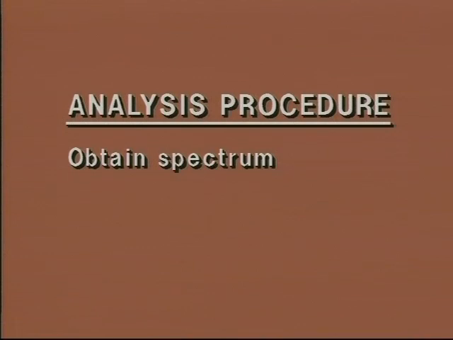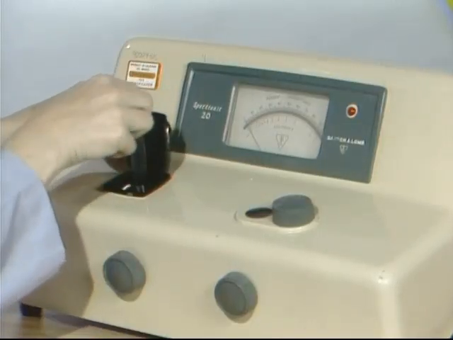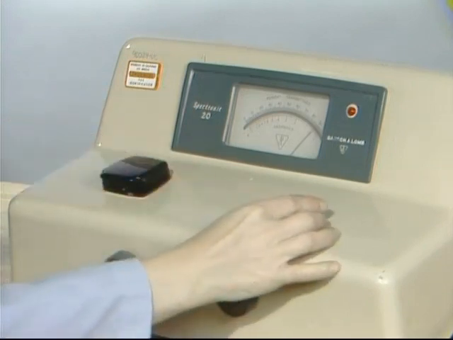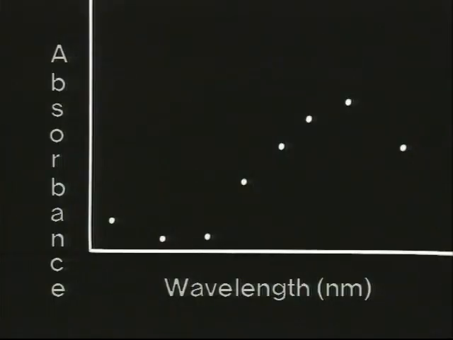The first step is to obtain a spectrum or graph of the amount of light absorbed versus the wavelength of light. The colored solution is placed in the spectrophotometer, and the wavelength is changed systematically to obtain measurements of wavelengths and the corresponding absorbance. These data are recorded and plotted. The wavelength, usually measured in nanometers, is plotted against the absorbance to give the spectrum of the solution. The wavelength that corresponds to the greatest absorbance is usually selected for the subsequent Beer's law measurements.